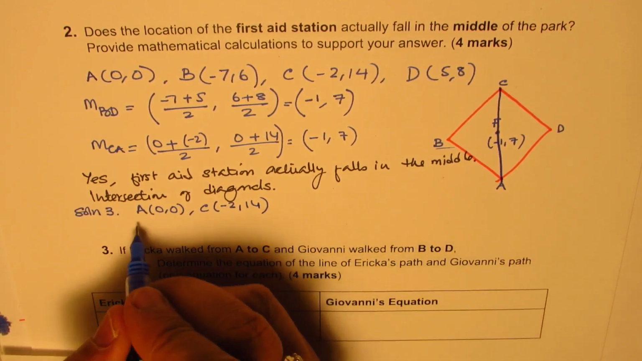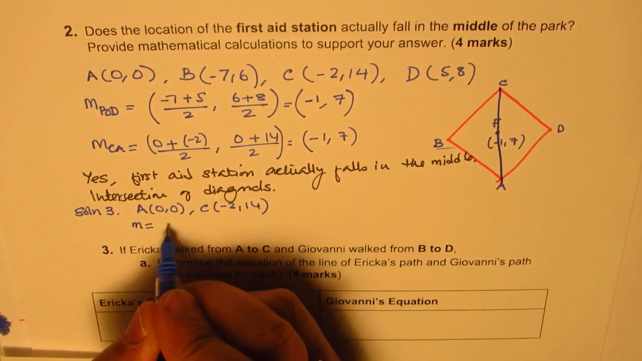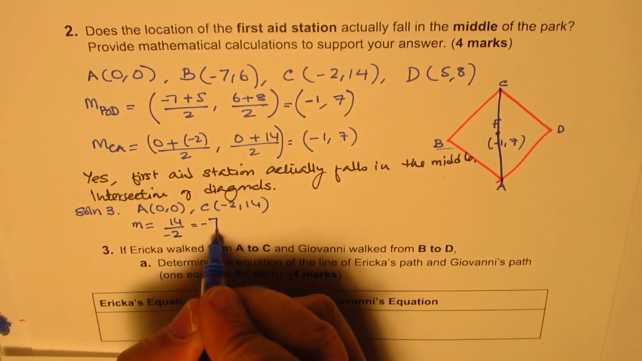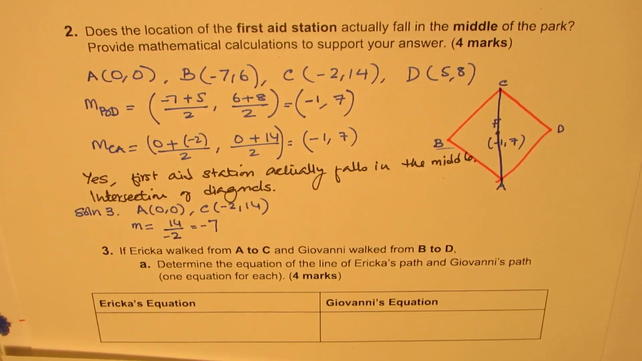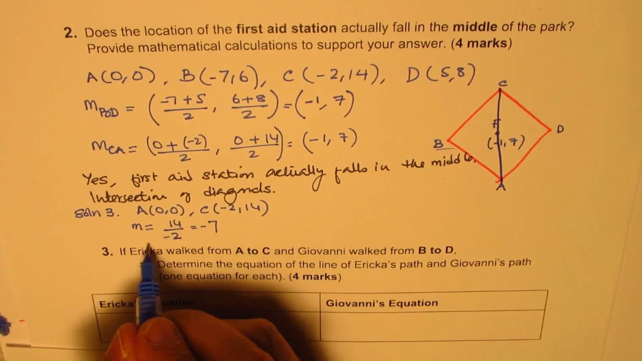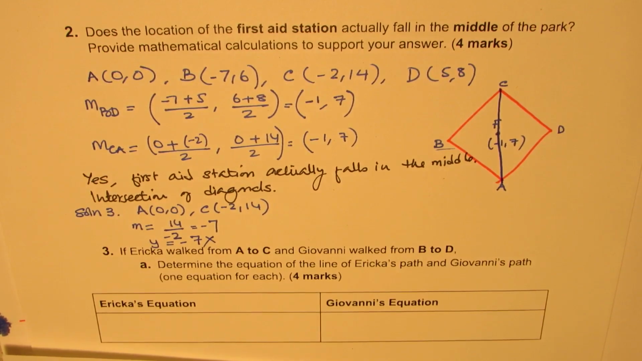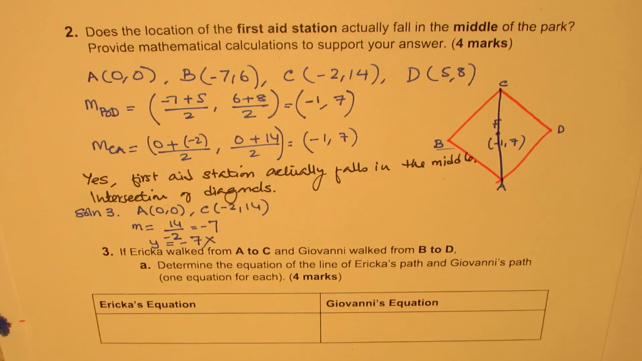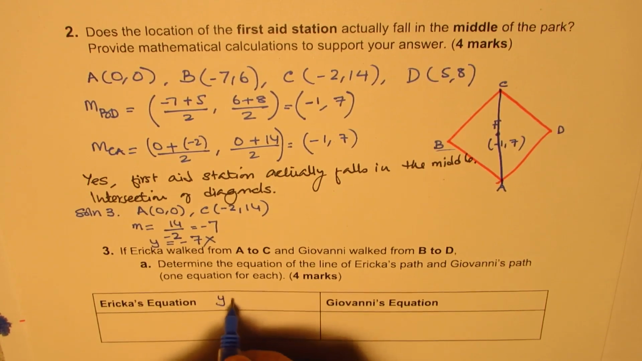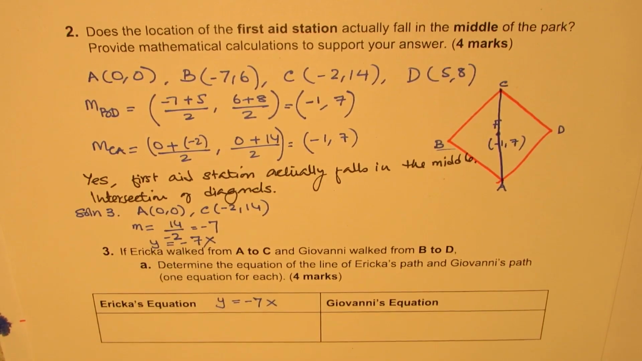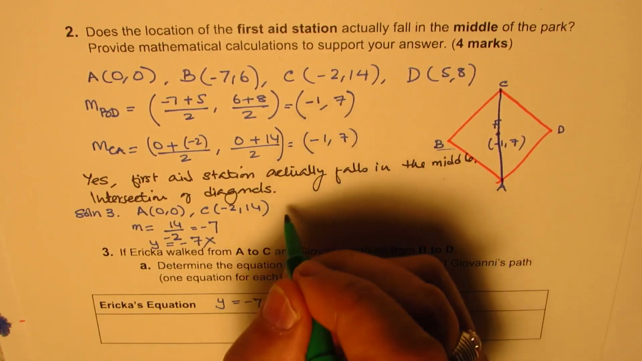So from here clearly we have slope m, which is 14 over minus 2, which is minus 7. And since this line goes through the origin itself, we have the equation as y equals minus 7x. Correct? So that is how we could write the equation. So Erika's equation is y equals minus 7x. The y-intercept is at the origin, right? So I hope that is clear to you.